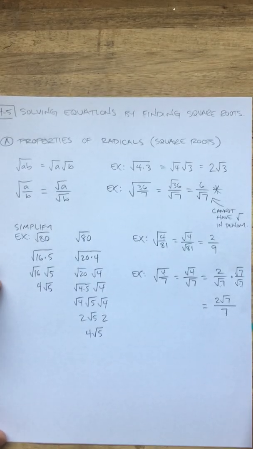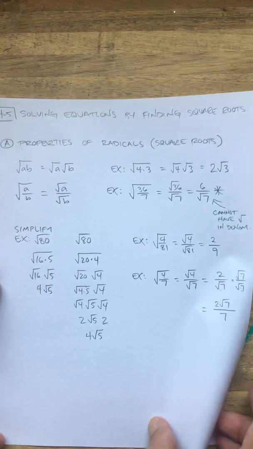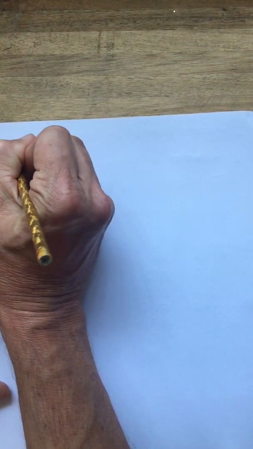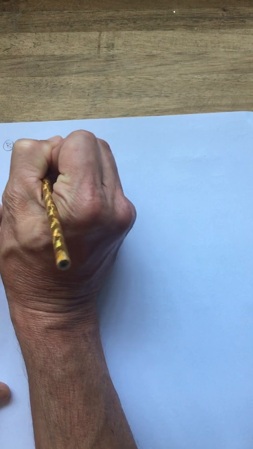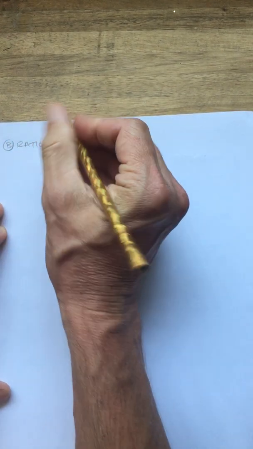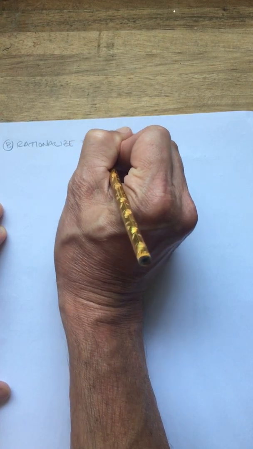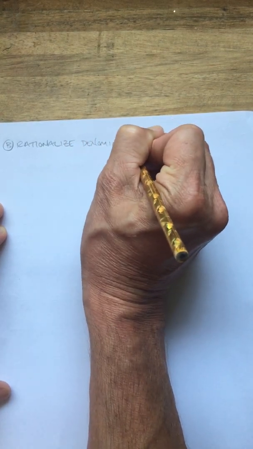All right, let's do some practice with rationalizing the denominators, part B.